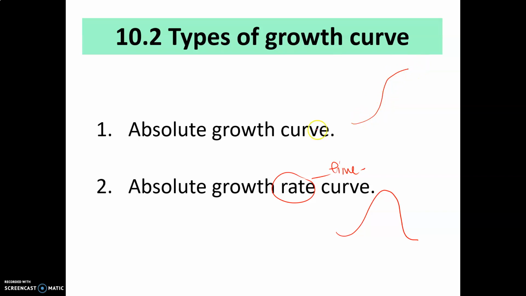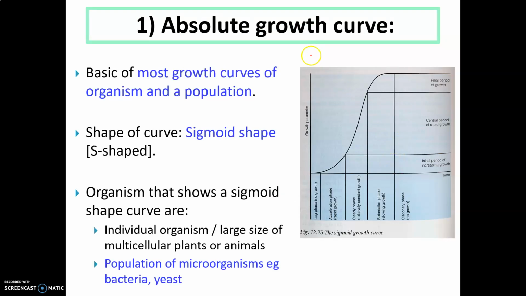In term of the shape, untuk absolute growth curve, bentuk dia adalah S. Manakala untuk absolute growth rate curve, dia akan bentuk bell shape, bentuk loceng. Right? So apa itu absolute growth curve? Dia adalah basic of the most growth curve of organism and a population. Dia adalah basic bagi setiap individu ataupun dalam satu populasi itu akan menunjukkan sigmoid shape, the S shape. Yang di sini akan belajar dengan lebih lanjut dalam population ecology pada tahun depan. Cuma yang kita nak introduce saja.